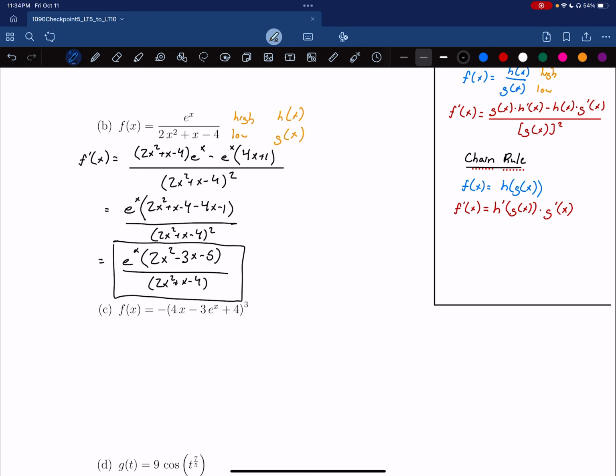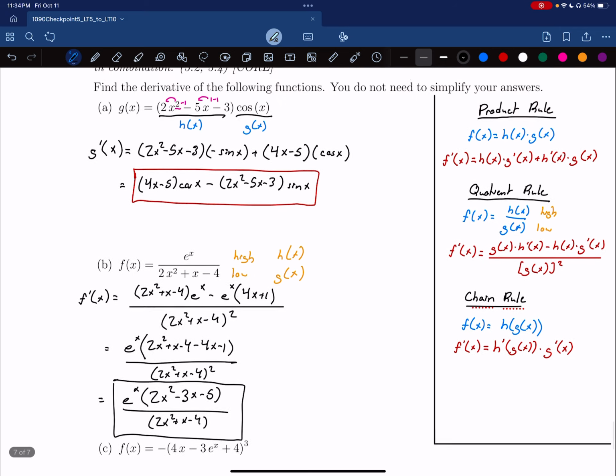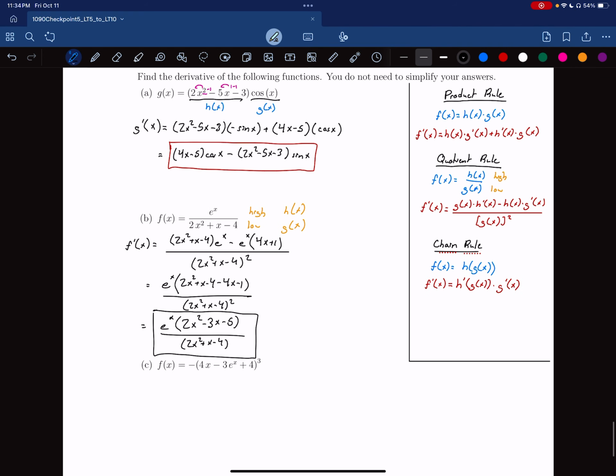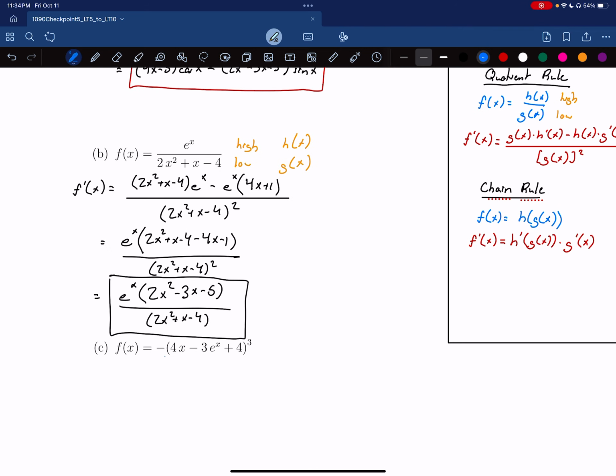Alrighty, I'm down to C, and let's think about what rule we could use. I don't see any multiplication happening. I don't see any division happening, but I do see a function inside of a function. I see this and I see this. So, let's identify our h of x and g of x. When I look at this outside function, I'm seeing these parentheses and I'm seeing that 3.